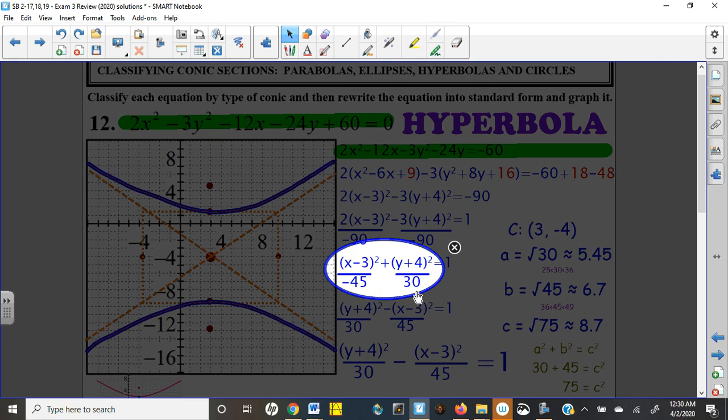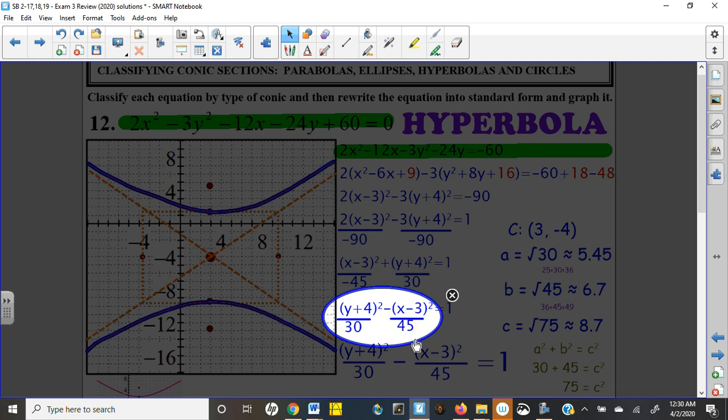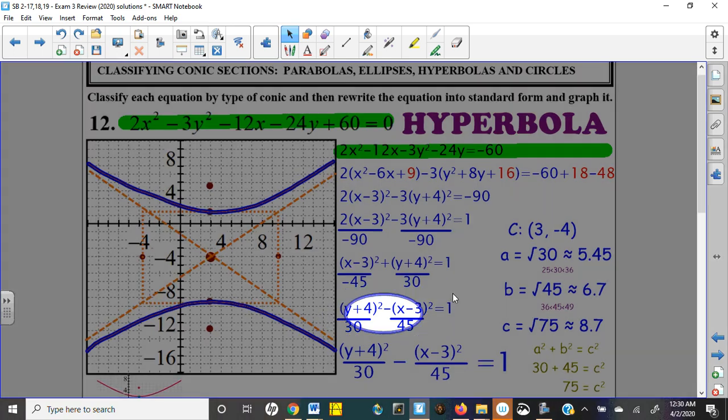We don't like that. I mean, technically, I guess you could leave it that way as long as you understood how to interpret it, but we like to see the positive first. So all I'm going to do here is just use the commutative property and move the positive fraction to the front, the negative fraction to the second term so that it can be subtracted. And that's it, okay? We can now interpret what we're looking at.